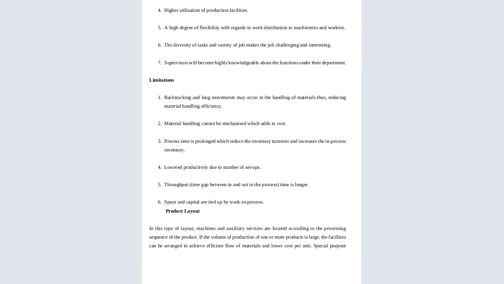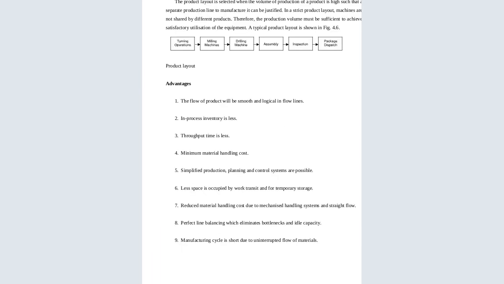What about product layout? We want to look at product layout. Remember, we are still on the types of layout. In this type of layout, machines and auxiliary services are located according to the process sequence of the product. If the volume of production of one or more products is large, the facilities can be arranged to achieve efficient flow of materials and lower cost per unit. That is the specific purpose.